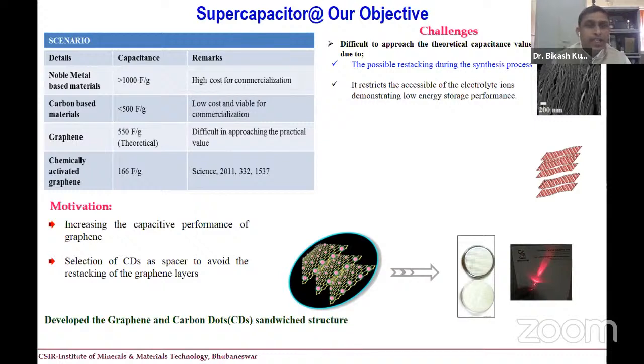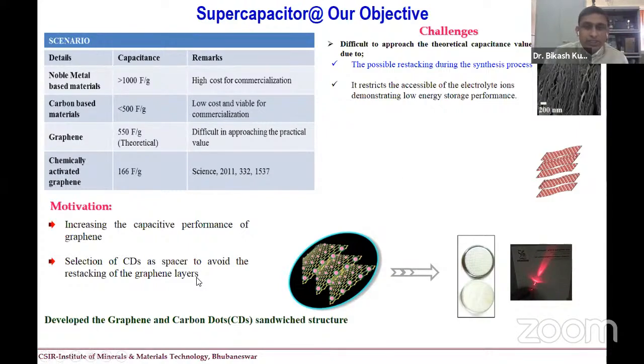In 2011, one group chemically activated the graphene. They were able to reach 166 farad per gram, and they published a paper in Science. That's why we got motivated to increase the capacitance property of graphene. Here we tried to develop some carbon nanodots.